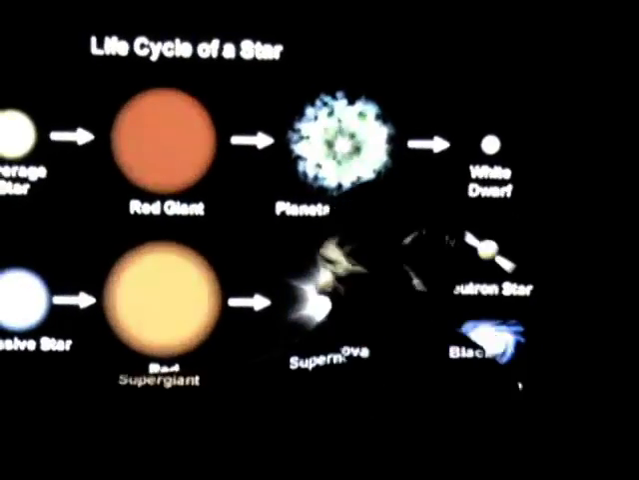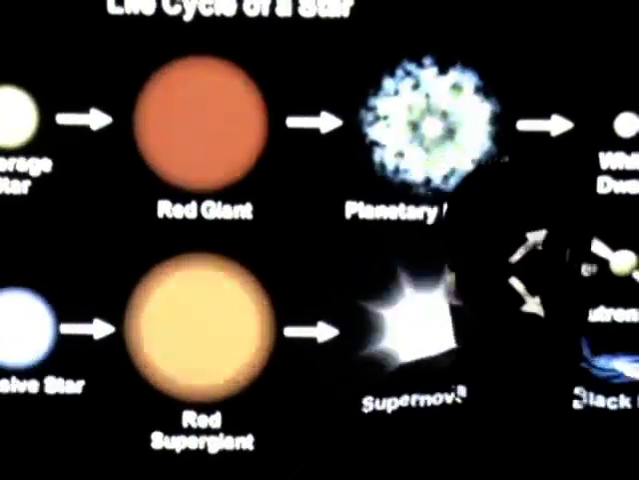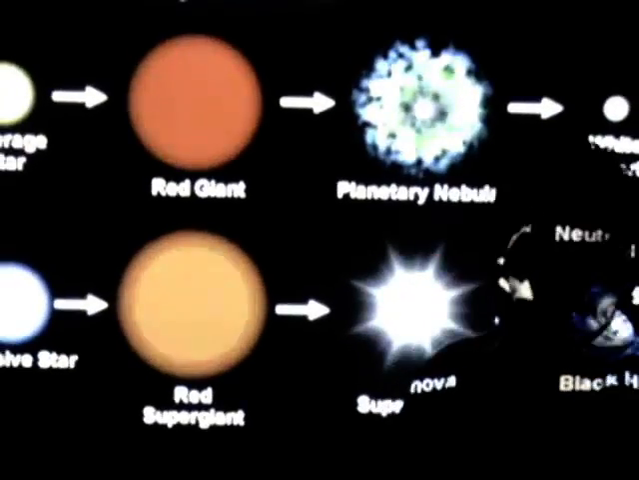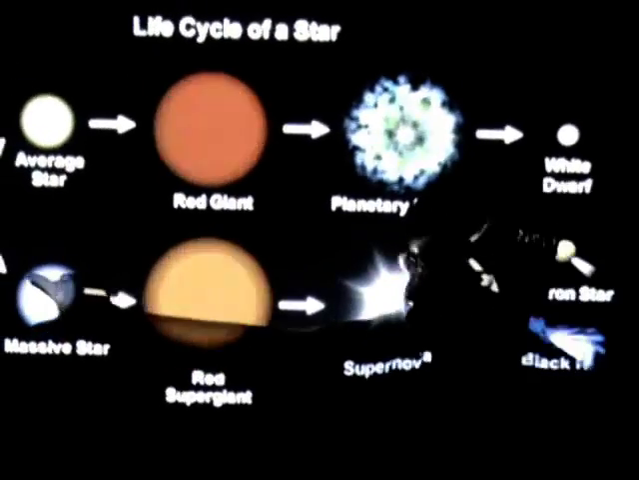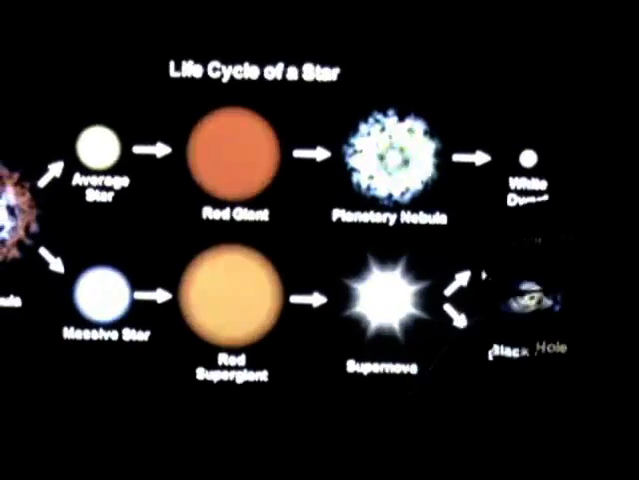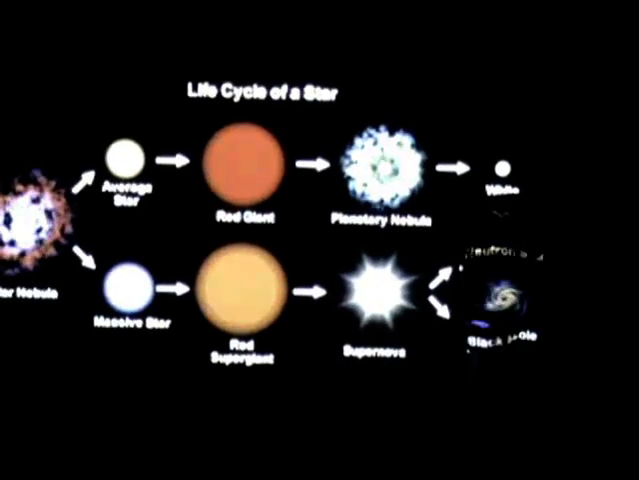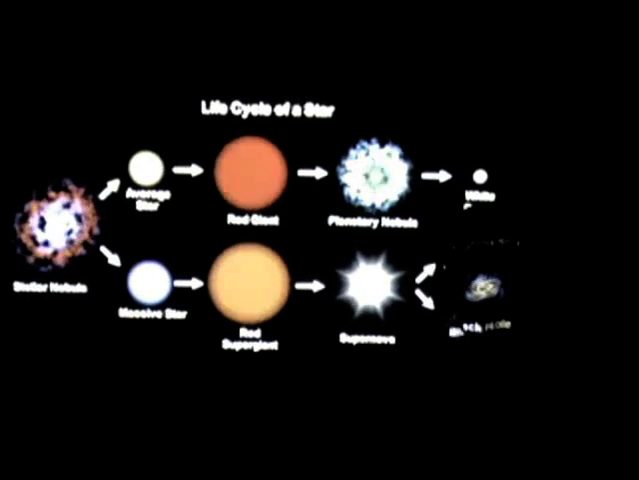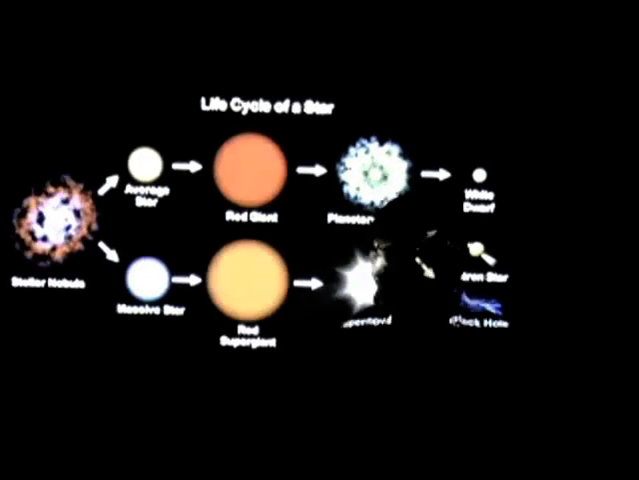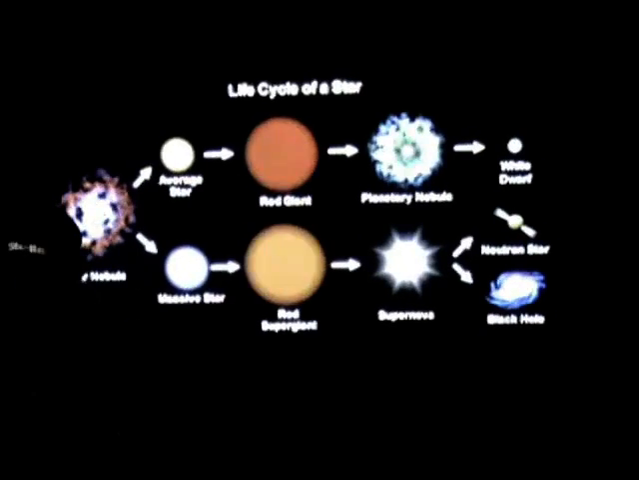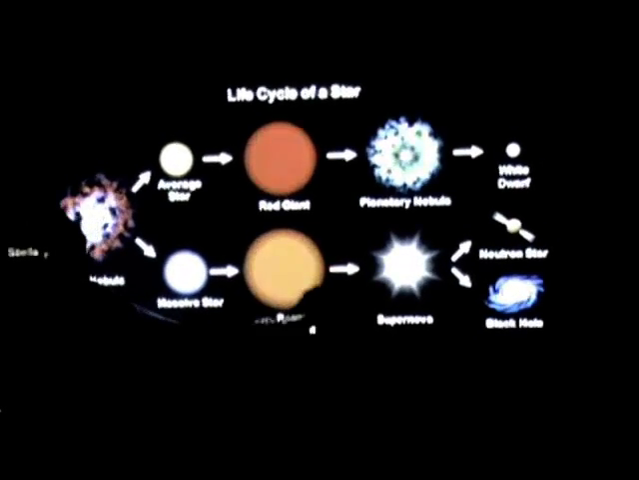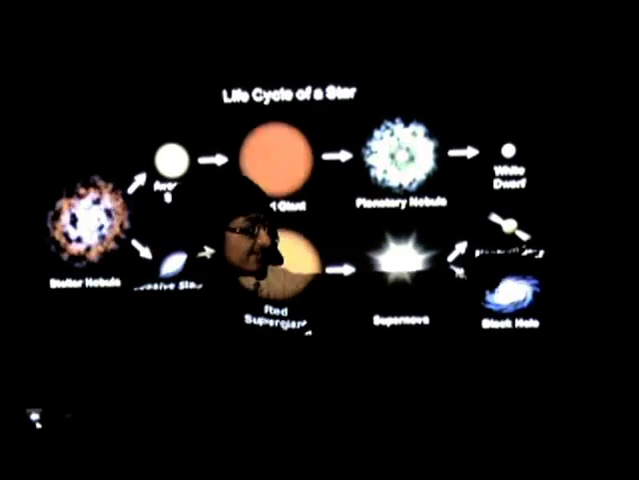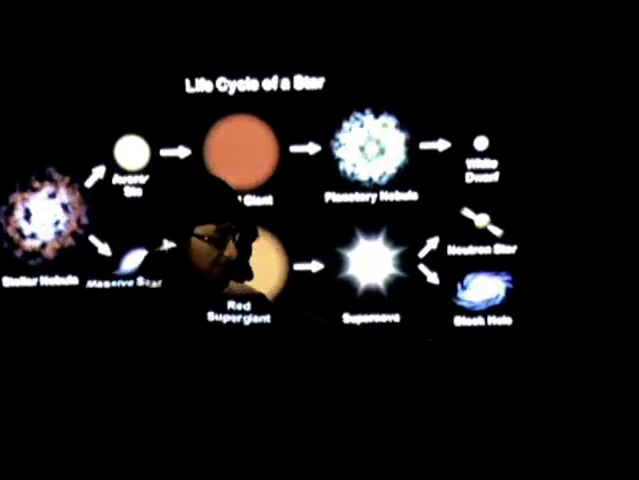Then let us consider massive stars, for example Betelgeuse. After billions of years, the star Betelgeuse will become a red supergiant. Then, after a few million years, that red supergiant will explode, and that explosion is called a supernova. The supernova gives either of two products, namely the neutron star or the black hole.